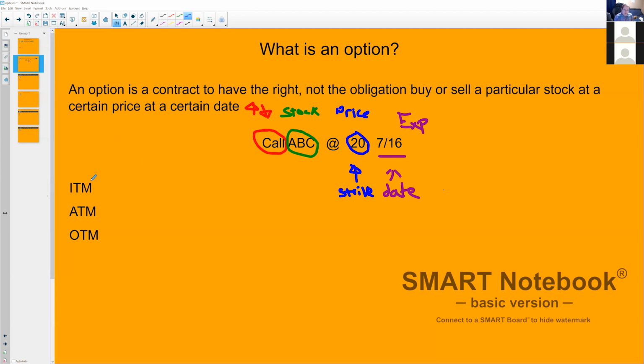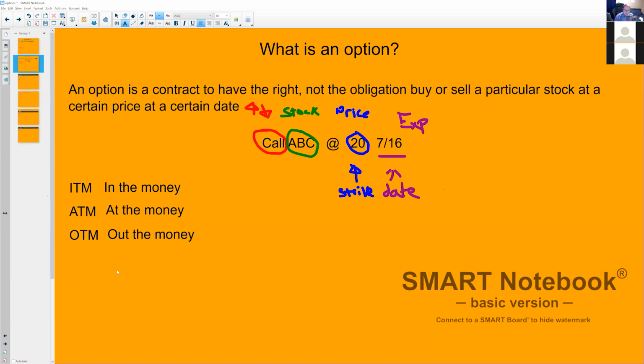So there are a couple other things too. These are acronyms or abbreviations of what some of these mean. Let me just write what those definitions are. ITM means in the money. ATM is at the money. OTM is out of the money.